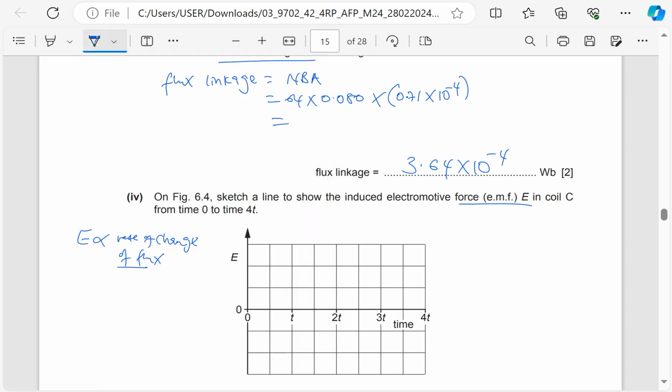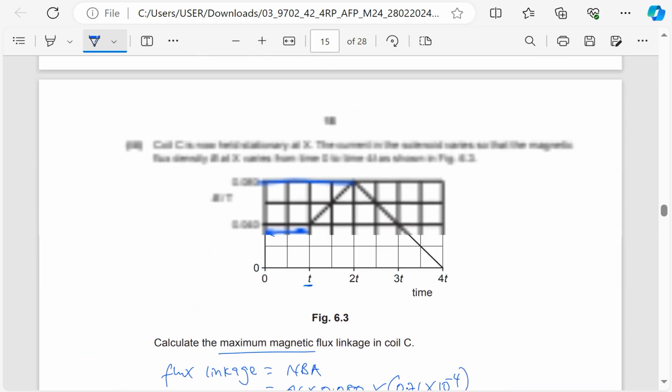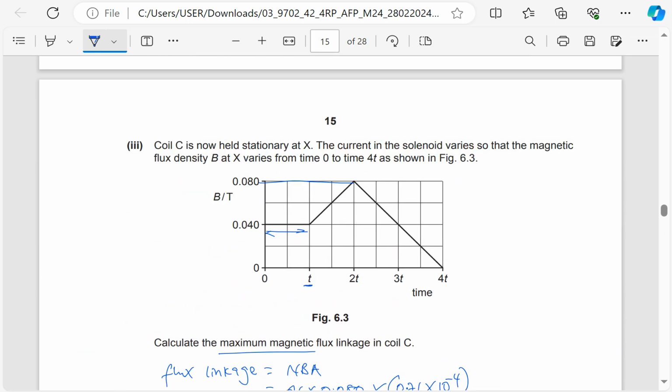So between t equals 0 to t equals capital T, the induced EMF is 0 because the flux is constant, because the magnetic flux density is constant. Then between small t to twice t, there's a change in the flux because the magnetic flux is changing, but at a constant rate because it's a straight line. From t equals 2t to t equals 4t, it is also changing, but at a constant rate.